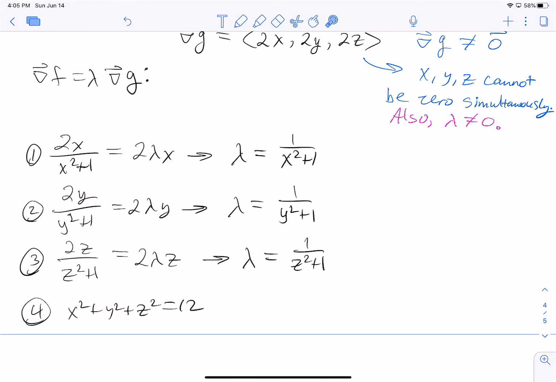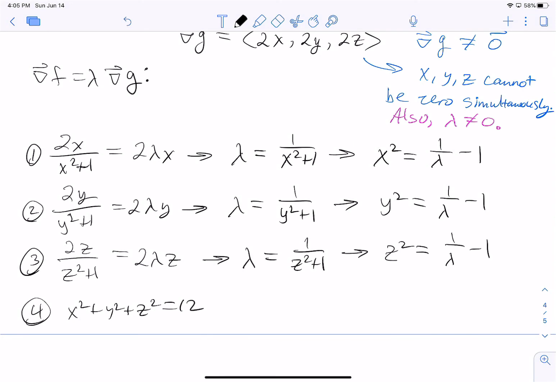Something about the constraint equation, x squared plus y squared plus z squared equals 12, tells me that I want to see if I can isolate x squared, y squared, and z squared in these equations we've just written down. And we can. We can say x squared is equal to 1 over lambda minus 1. Y squared is also equal to 1 over lambda minus 1. Folks, z squared is also equal to 1 over lambda minus 1. This is beautiful. We have just concluded that x squared equals y squared equals z squared if none of them are 0.